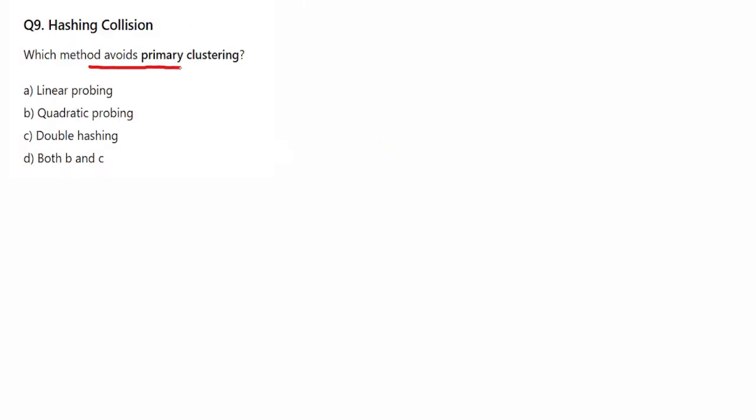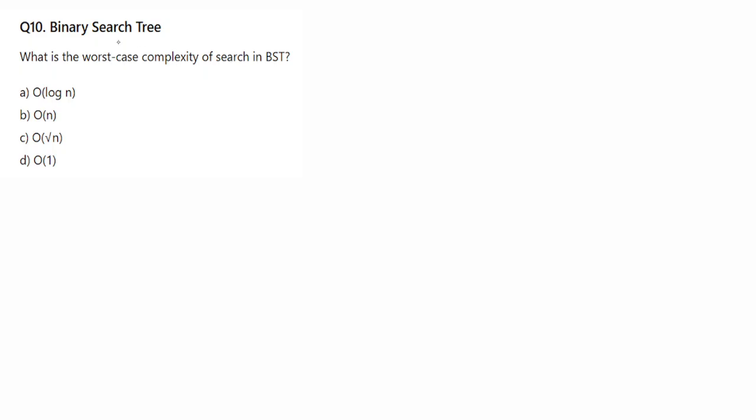Which method avoids primary clustering? When we talk about primary clustering, the correct options here are B and C, that is quadratic probing or double hashing, because quadratic probing or double hashing reduce clustering and linear probing suffers from primary clustering. So the correct option here is both B and C. Now, what is the worst case complexity of search in BST?